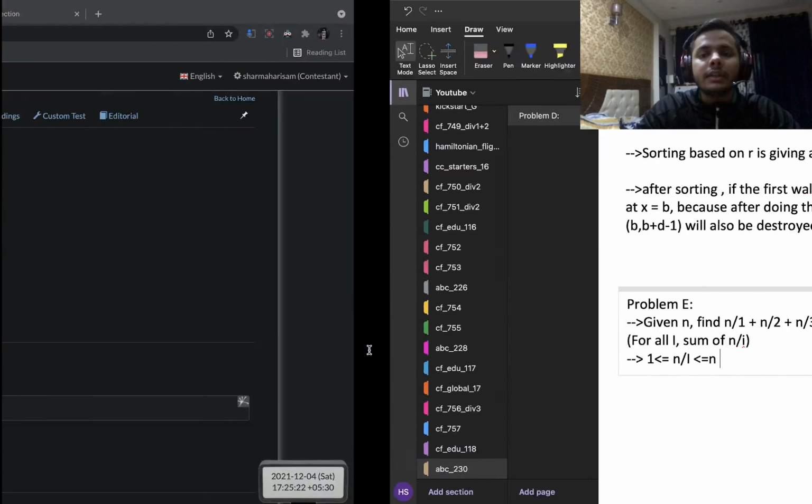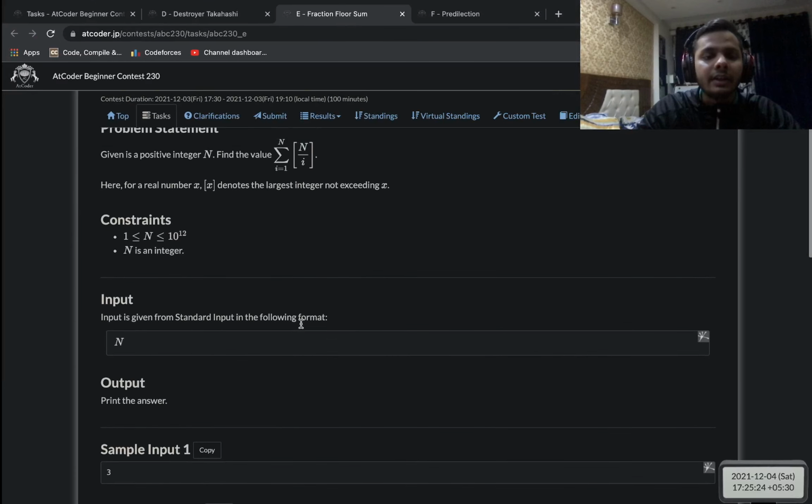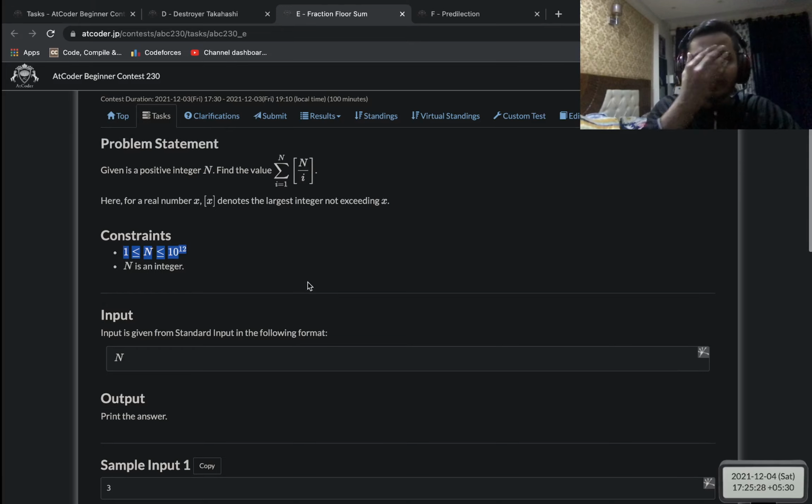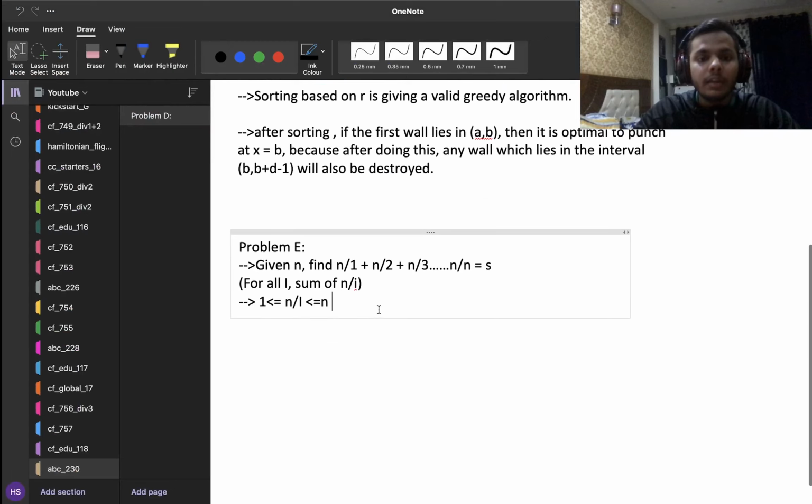Also here, if you look at the constraints, they are really large. The value of n goes up to 10 to the 12. So obviously we can't just naively compute the sum, because that will give us a time limit exceeded. But yeah, the first observation is that n by i lies between 1 to n.